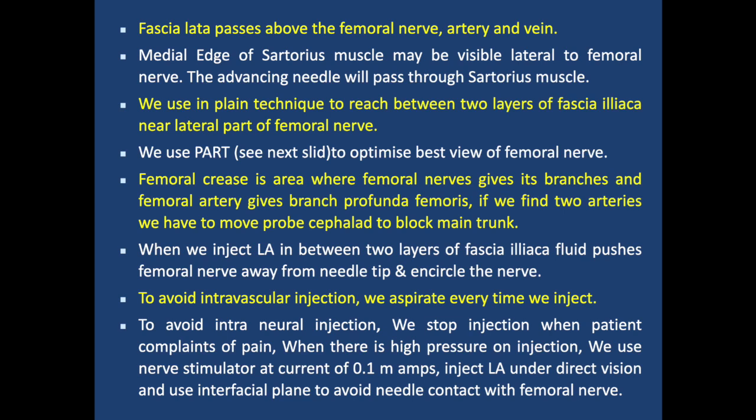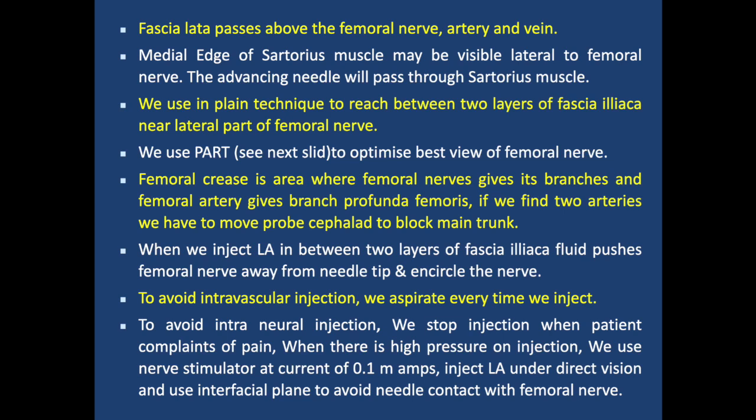We use PART, see the next slide, to optimize the best view of the femoral nerve. We can see the femoral nerve in best view with a caudal tilt of the probe. Femoral crease is the area where the femoral nerve gives its branches and the femoral artery gives its branch, profunda femoris. If we find two arteries on the ultrasound image when we put the probe on the femoral crease, then we have to move cephalad to block the main trunks of the femoral nerve.